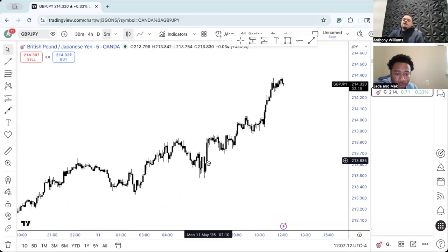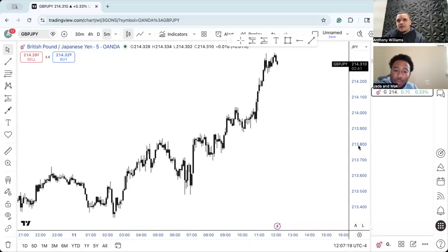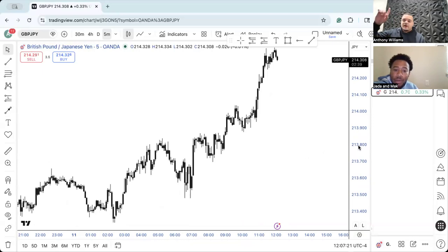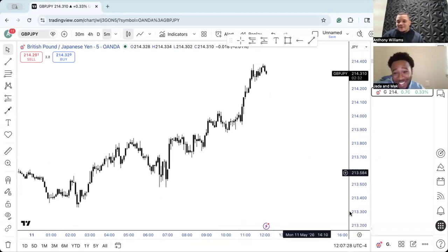I don't know if you're on TradingView, do you have your candles blacked out like mine, or do you have yours red for sales and blue for buys? Nah, I know about TradingView, I don't have anything. Okay, I'm starting from scratch, my dog. Okay, okay.